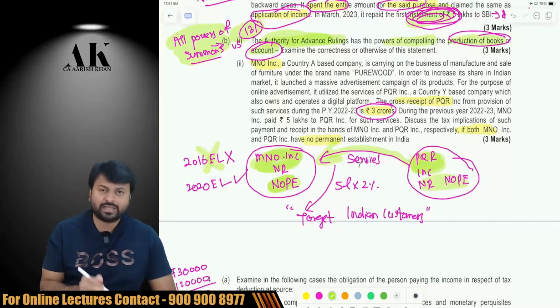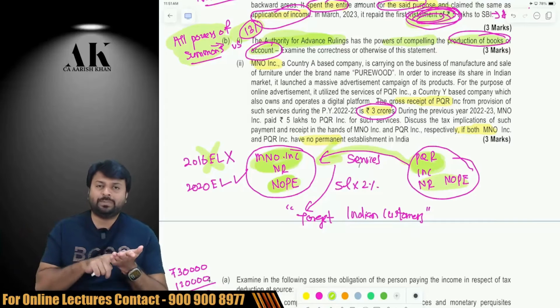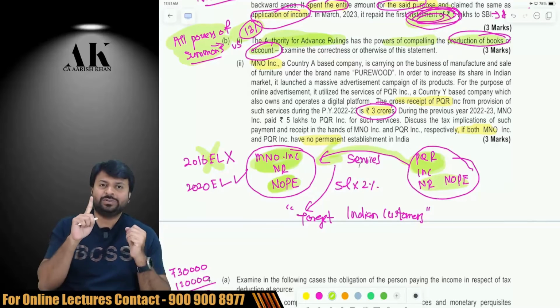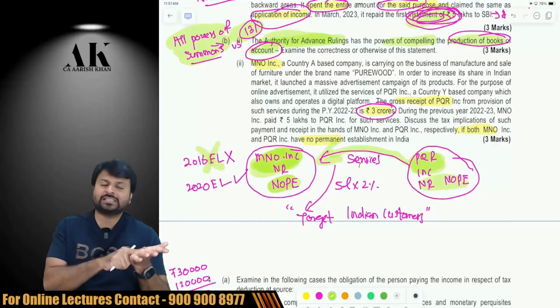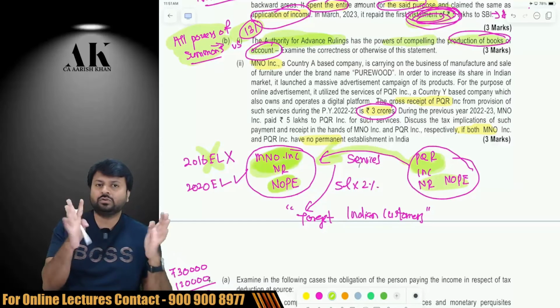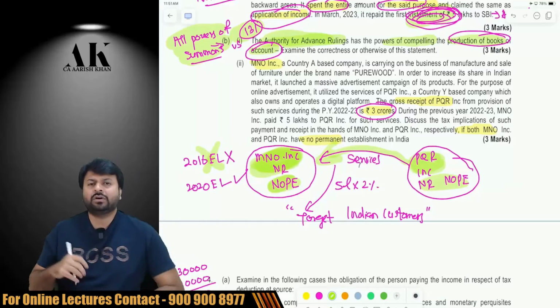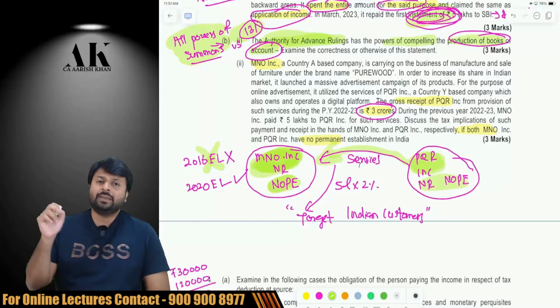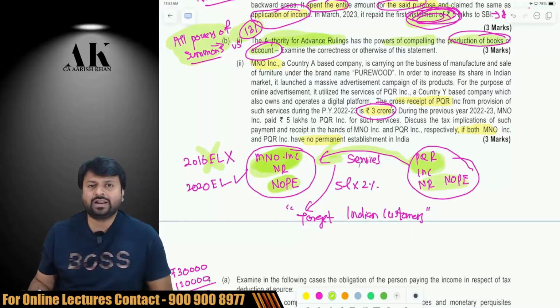Now the 2016 equalization levy is not applicable here. Why? Because for the 2016 equalization levy to apply, the Indian entity has to be a resident who is doing business, or a non-resident who should have a PE in India. Now this MNO is neither a resident who is doing business, nor a non-resident who has a PE in India. Therefore the 2016 equalization levy will not apply because the MNO does not have a PE in India. For the 2016 equalization levy to apply, MNO should have a PE in India. Therefore in this case, the MNO will not be covered under what?